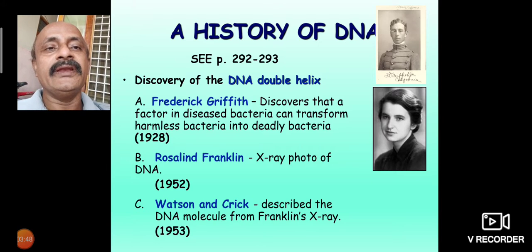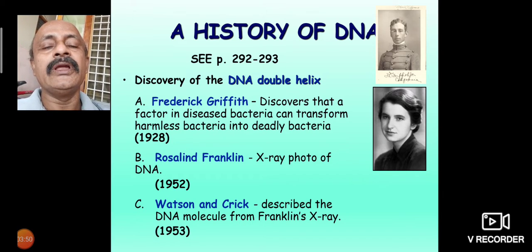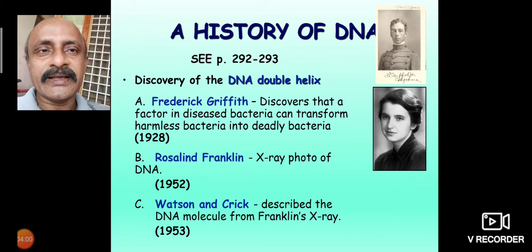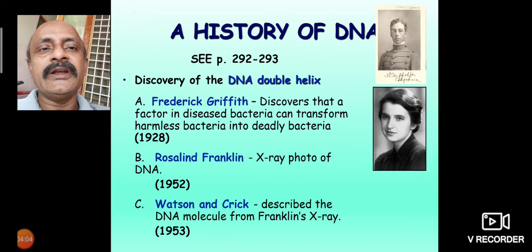The history of DNA: the discovery of DNA as a double helix. Double helix means two threads, one thread and another thread coiled around each other. Before DNA was described by Watson and Crick, Frederick Griffith discovered that a factor from diseased bacteria can transform harmless bacteria into deadly bacteria. Reported in 1928.